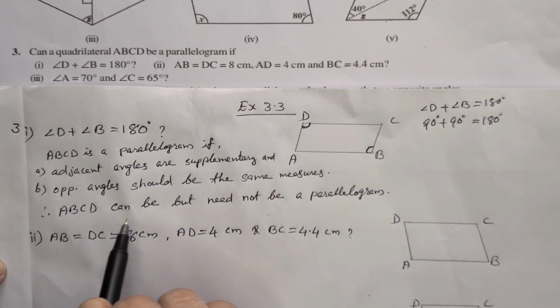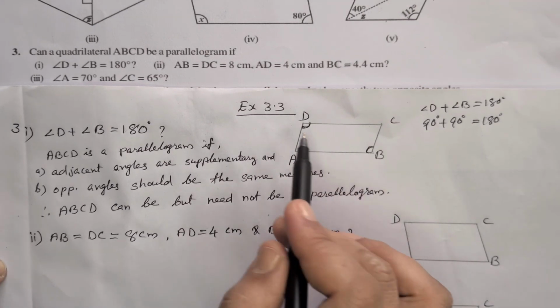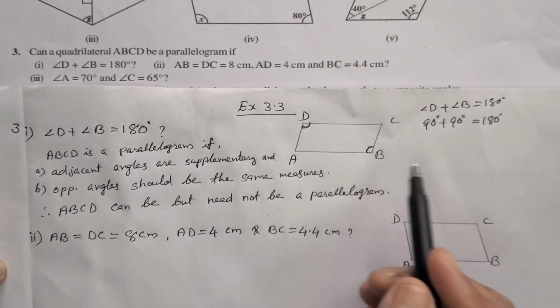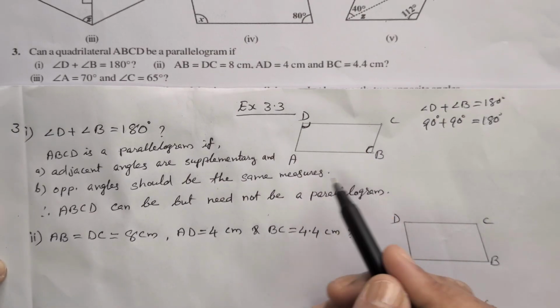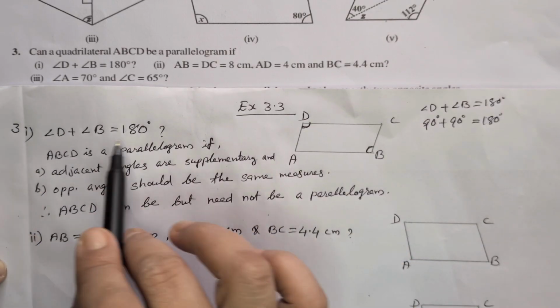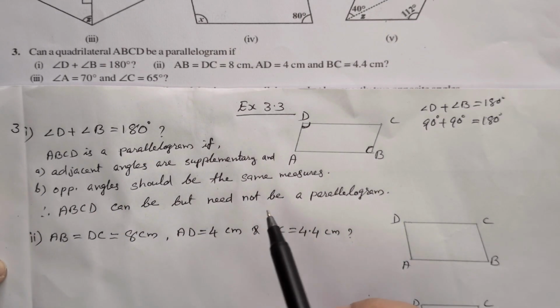Therefore, we can write ABCD can be, but need not be a parallelogram. Not necessary. If both are 90 degree, then it can be. And after that, the rest of the measures also according to that, then we can say it can be, but not necessary always. It is only because of this condition that ABCD is a parallelogram. So ABCD can be, but need not be a parallelogram.